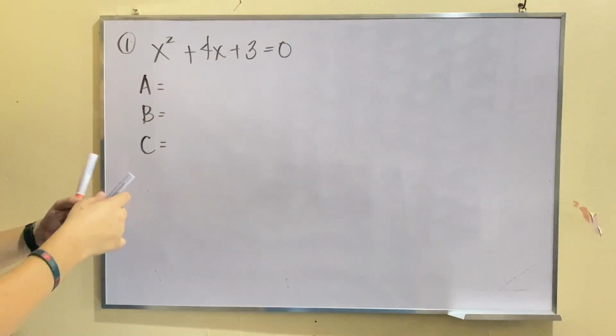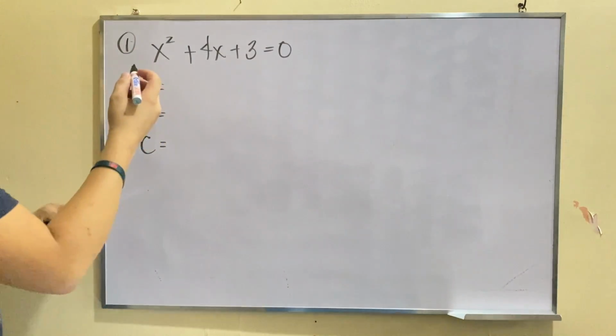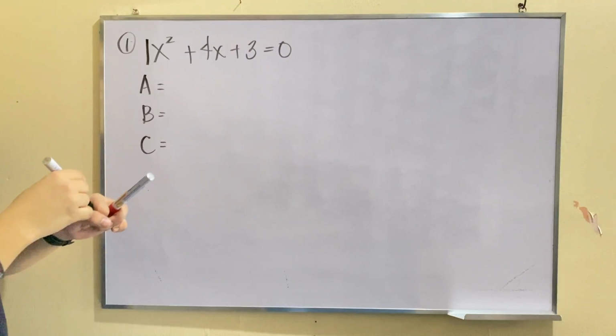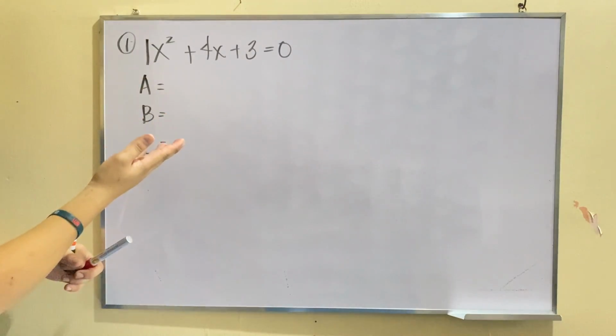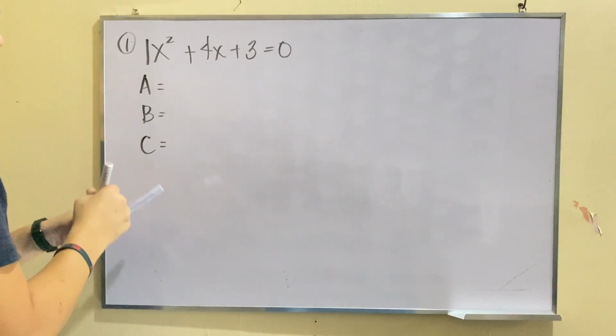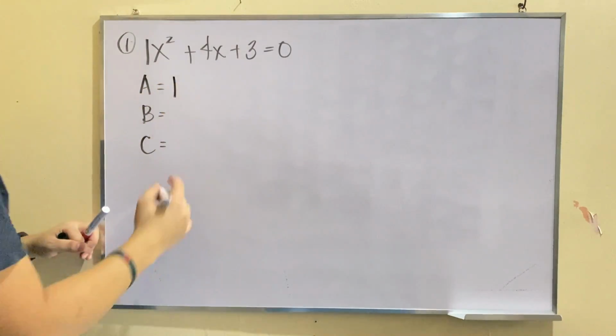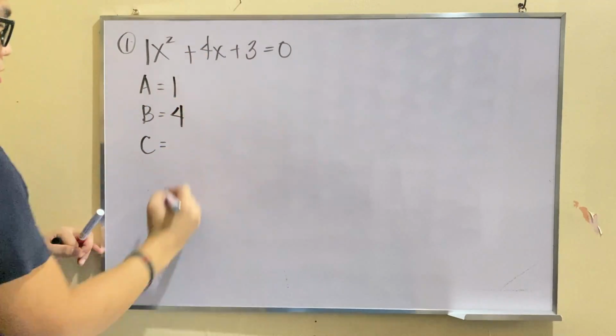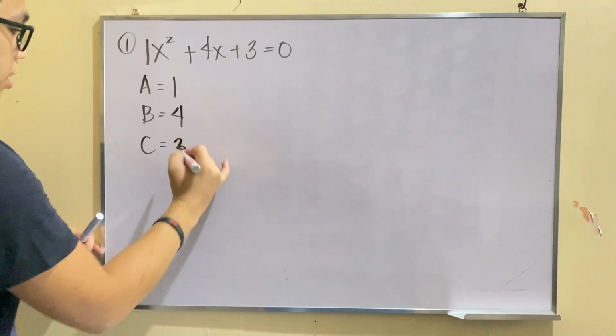Ano ang value ni A? So, hindi siya 0 guys. Siya ay 1. Hindi lang natin siya sinusulat kadalasan kasi nga 1 naman siya. So, value ng A is 1, value of B is 4, then value of C is 3.